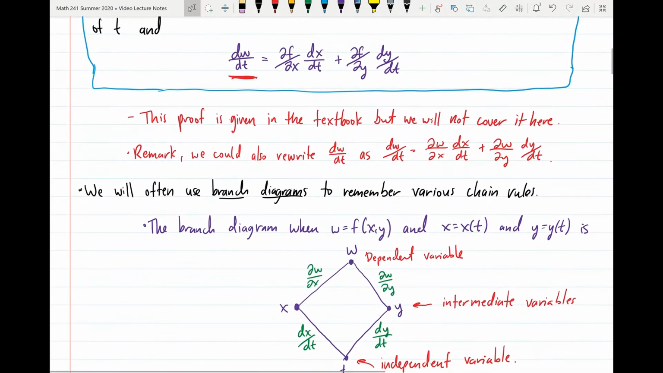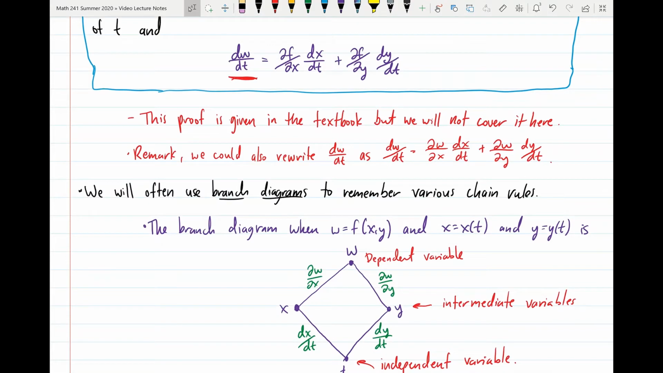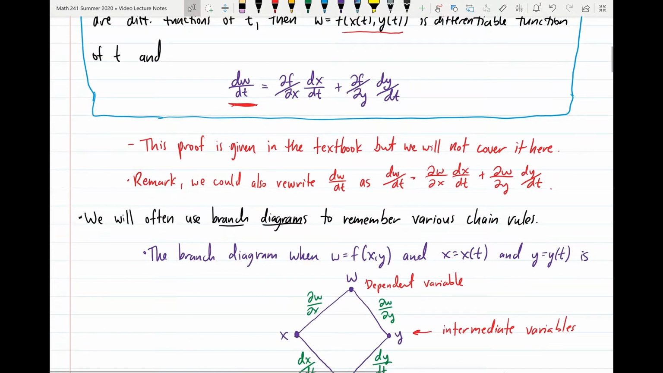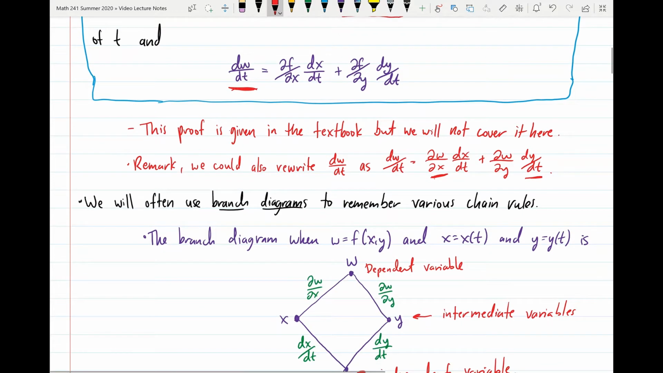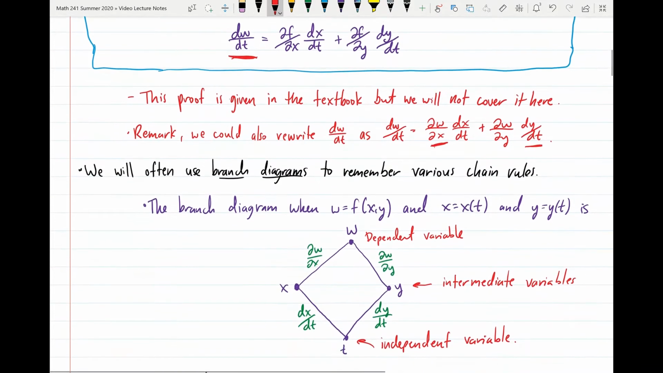And just a quick remark before we keep moving on here. We could also rewrite the expression for the derivative of w with respect to t as partial w, partial x times the derivative of x with respect to t plus partial w with respect to y times the derivative of y with respect to t. So here we're switching f and w. So we can use either notation there.